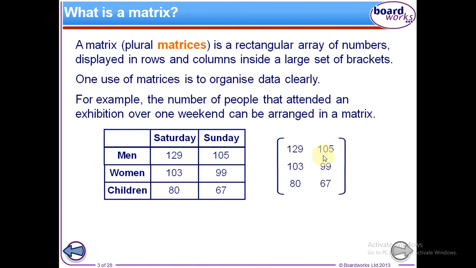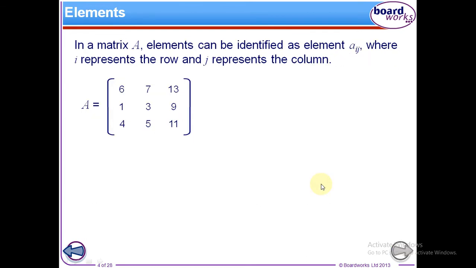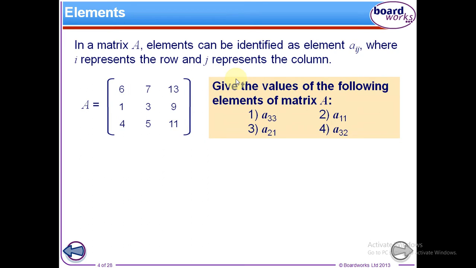This is a 3 by 2 matrix, number of rows by number of columns. So you write the number of days, this in column, this is column wise, and this row wise. So this is a 3 by 2 matrix, because it has 3 rows and 2 columns, it contains 6 elements or entries all together. So what are the elements? 1, 2, 3, 4, 5, 6. So in a matrix A, an element can be identified as an element Aij, where i represents the rows and j represents the columns. Then give the value of the following element of the matrix.